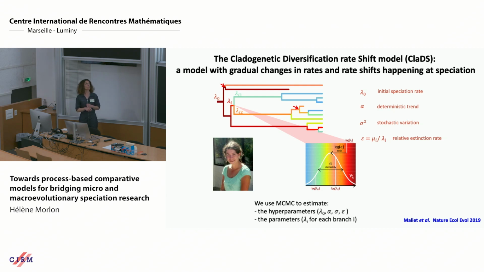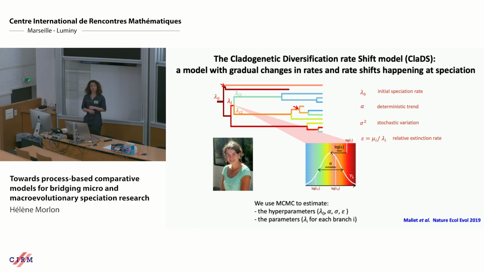And what we're interested in, of course, is not to simulate this process, but to fit it to reconstructed phylogenies. We were able to do that by computing the likelihood of a reconstructed phylogeny under this process and then estimating the parameters using Bayesian inference. So using Markov chain Monte Carlo, we can estimate the hyperparameters of the model, which are quite few. There's only the initial speciation rate, the deterministic trend, the stochastic component, and a parameter that controls the relative extinction rate.